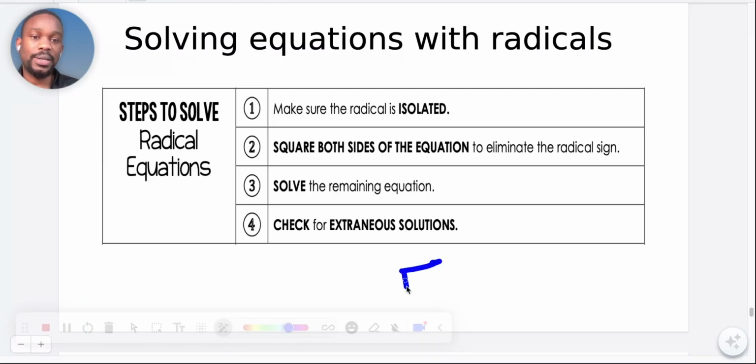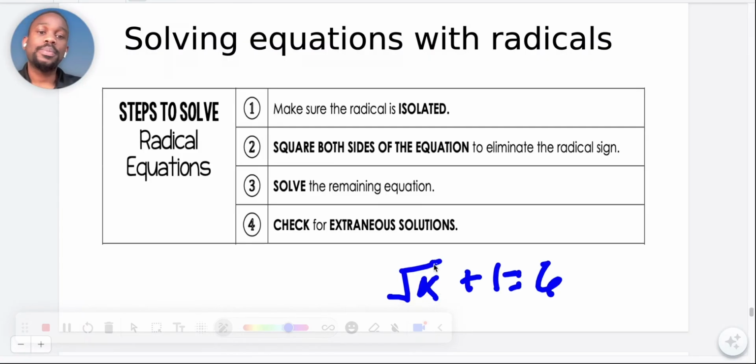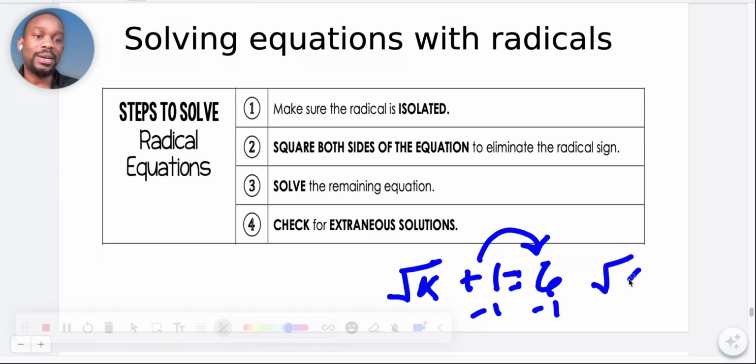They could tell you, like, the radical of x plus 1 is equal to 6. So this is a radical. And to isolate this radical, I'll have to take 1 to the other side of the equation. Say minus 1 here, minus 1 there. So this one cancels. I'll have the radical of x being equal to 5, something like that. You know what I mean? So this is what I mean by isolating the radical. We have isolated the radical.